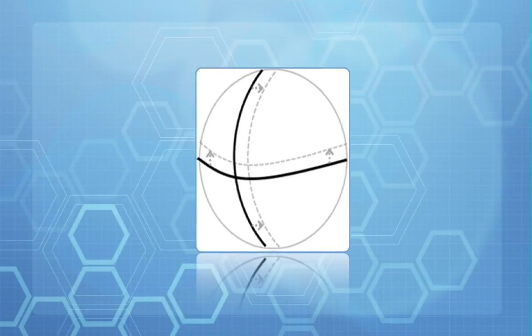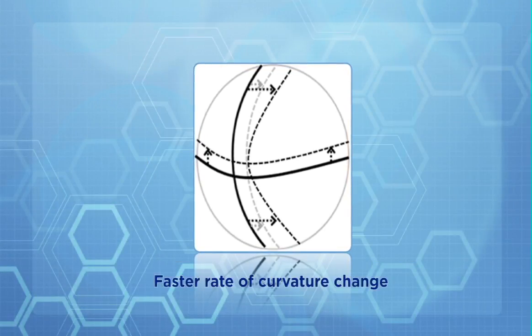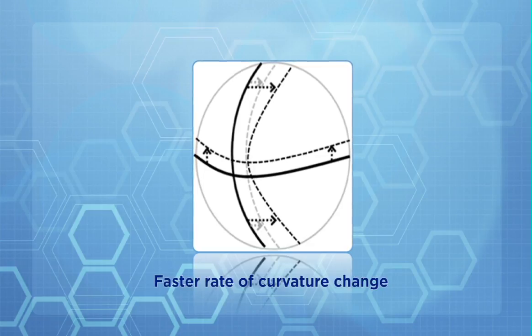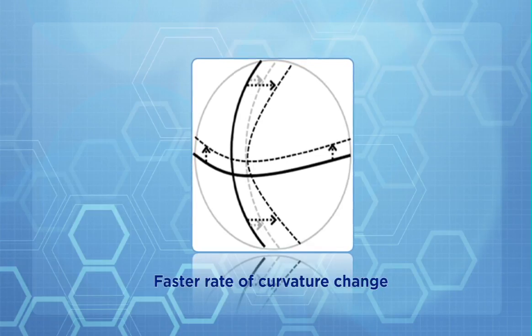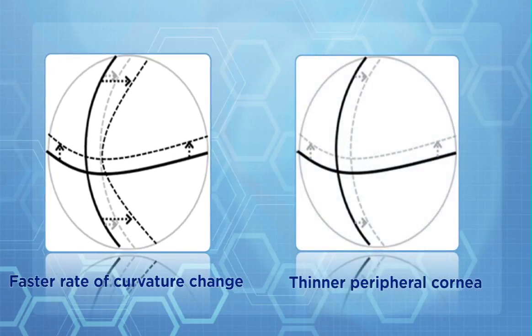This was observed consistently in eyes with anterior with the rule, against the rule, and oblique astigmatism. This would imply that in the vertical meridian, the curvature changes at a faster rate due to a rapid change in the corneal thickness from center to periphery, thus increasing its toricity compared to a thinner peripheral cornea.